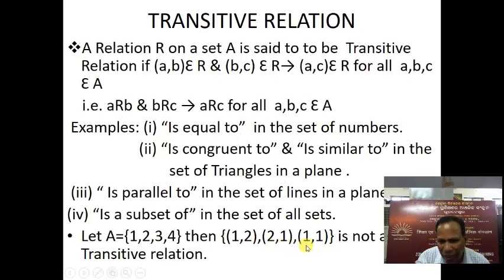If we critically analyze this relation, we find that a related to b and b related to c, but a related to c is not there. That means ordered pair (2, 2) is not there. So it is not transitive in nature.